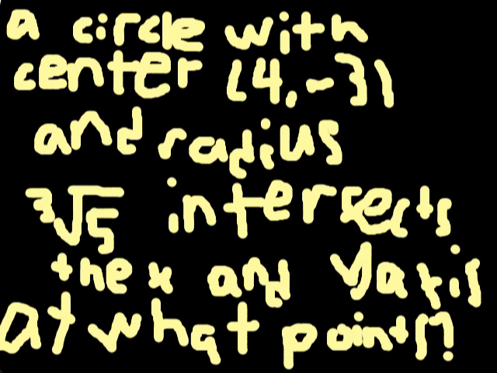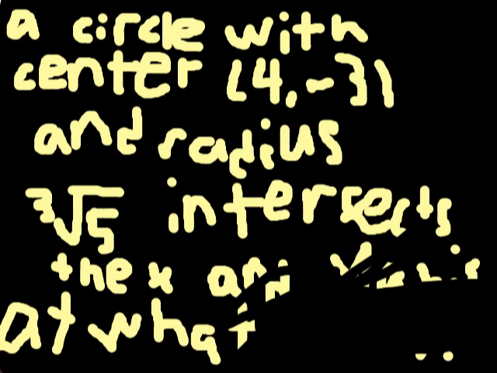To make it clear, the center of this circle is at the coordinate (4, -3), and it has radius 3 times √5, not the cube root of 5. Okay, so that's our problem. I'm going to teach you how to work through this. I'll have to erase all this.